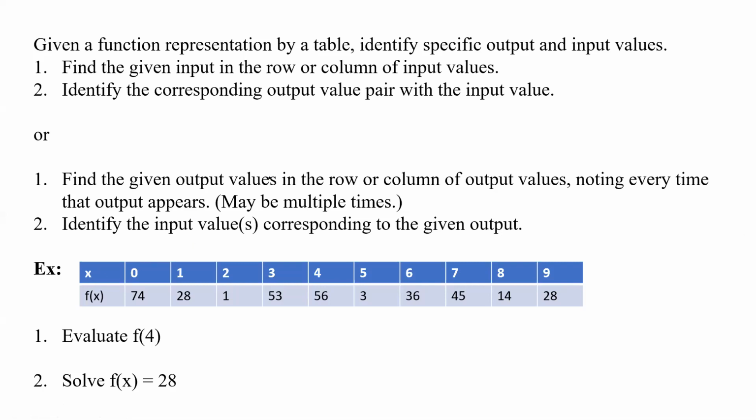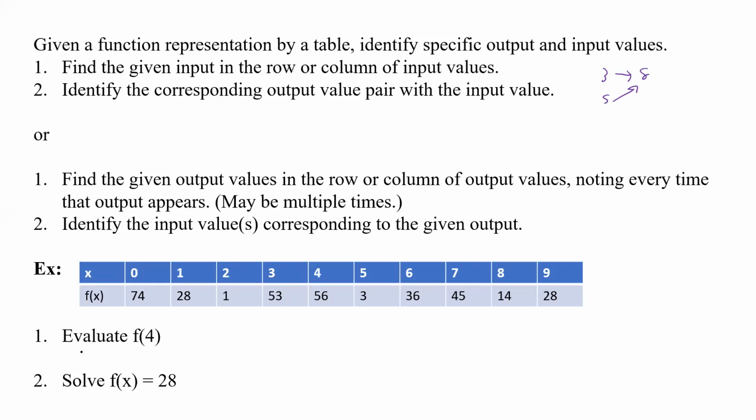Or if we're given an output value in the row or column, the key thing here is you have to know every time that output appears. So it may be multiple times for the output, because remember, we could have 3 going to 8, and we also could have 5 going to 8 and still be a function. Now we can't go the other way and have a function, but going this direction we can. And so therefore we may have multiple times that the output is viable. And then after that we have to identify the input values that correspond to the given output.